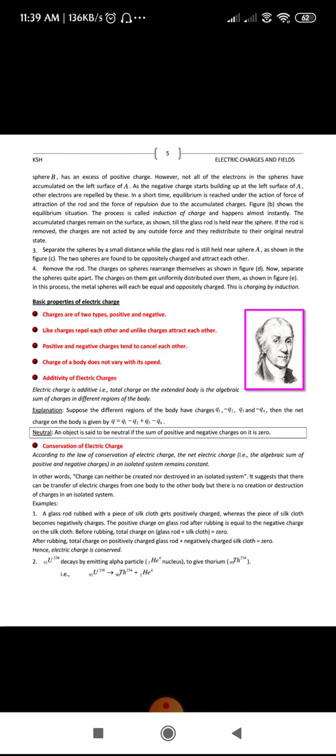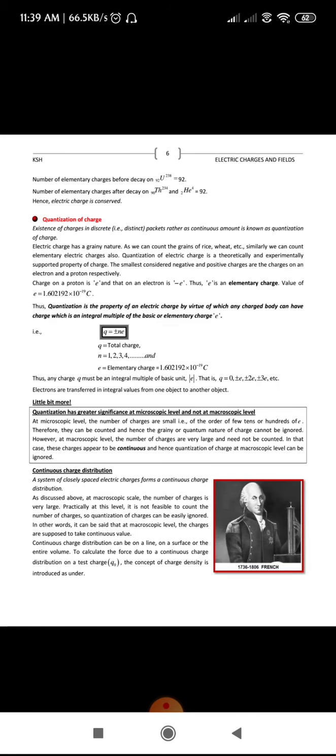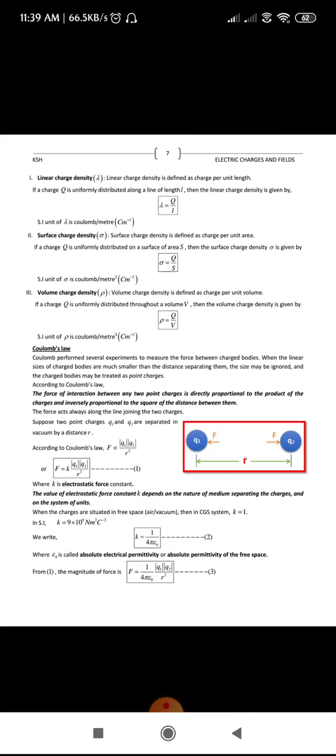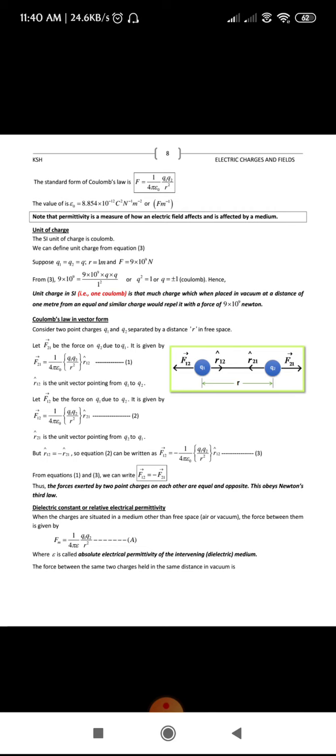Next, the basic properties of electric charges. Basic properties of electric charges is important. Just go through that. Even quantization of charges is important. Go through that. Next, as I said, Coulomb's law is important. They may ask the statement or they may ask the equation. Coming to the next, Coulomb's law in vector form, definitely it will be a 3 marks question. They're going to ask. Just go through that.